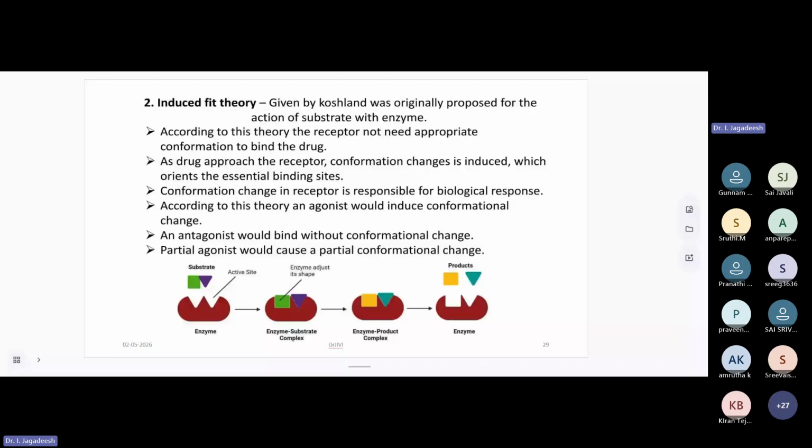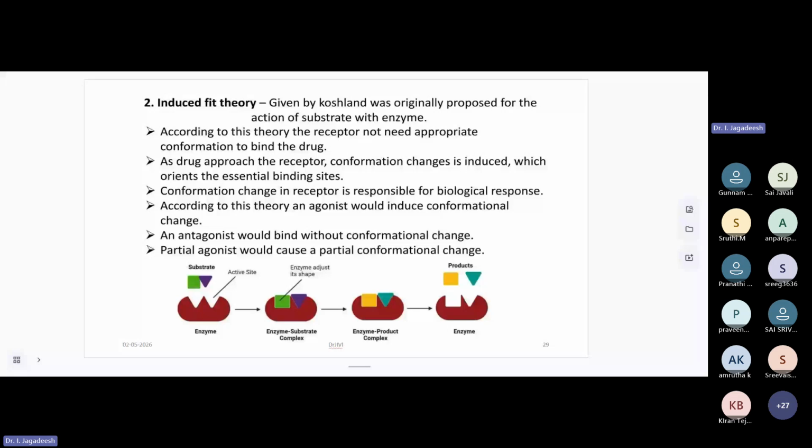It is challenging our pharmacist and research community to handle this very carefully. Our assumptions and predictions will not work in this particular theory. So we are going to lose all our money if we are not considering this theory. As the drug approaches the receptor, according to the theory, a conformation change is induced in the protein. The protein changes its shape, which orients the essential binding sites to fit the drug.